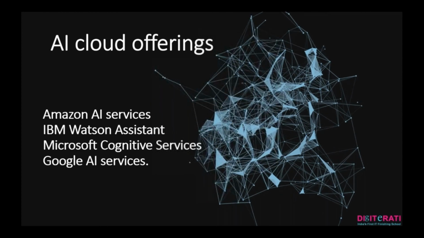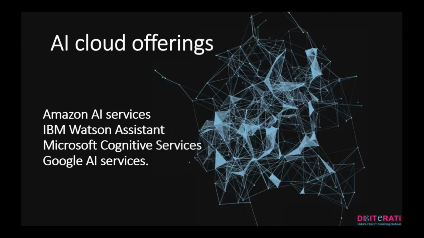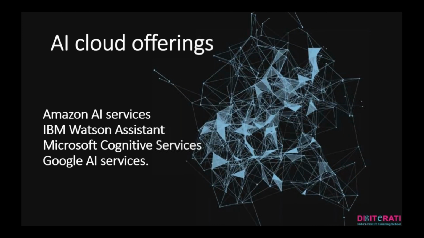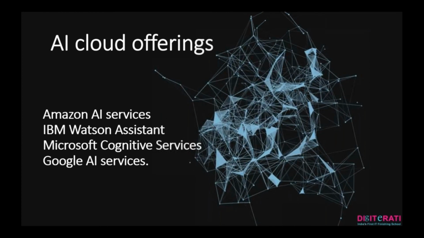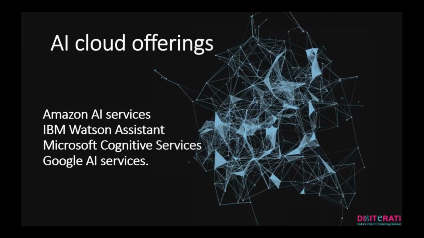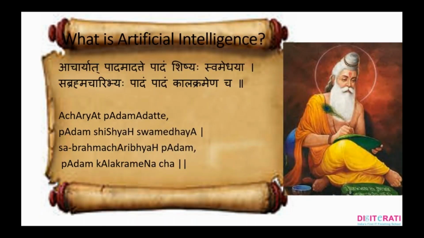So if AI as a service is available, who is giving this? Amazon AI services are available. IBM Watson Assistant is available as a service. Microsoft Cognitive Services are available, and Google AI services are available. So if you are venturing, if you want to make a trial, you want to find out, you can use one of these AI services.